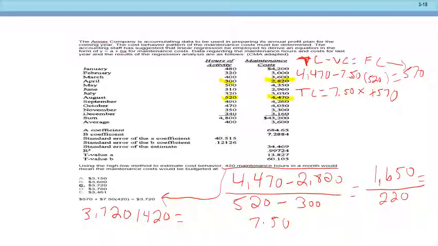Maybe what you wanted to do is take the fixed costs and come up with a fixed cost per unit and then add that to the variable cost per unit. Yeah, I suppose you could do that too, if you want to.